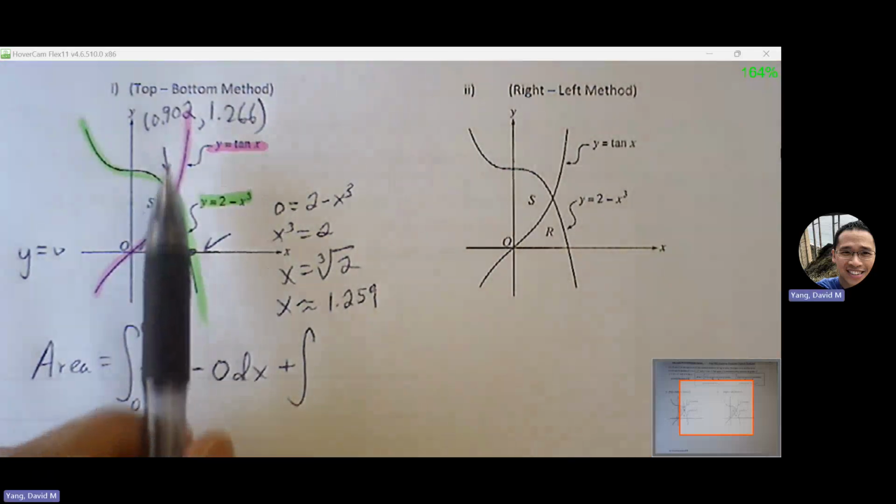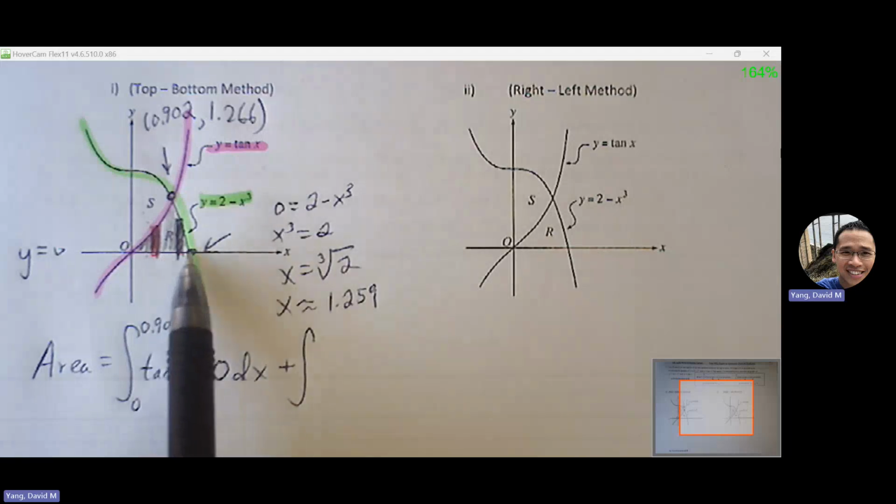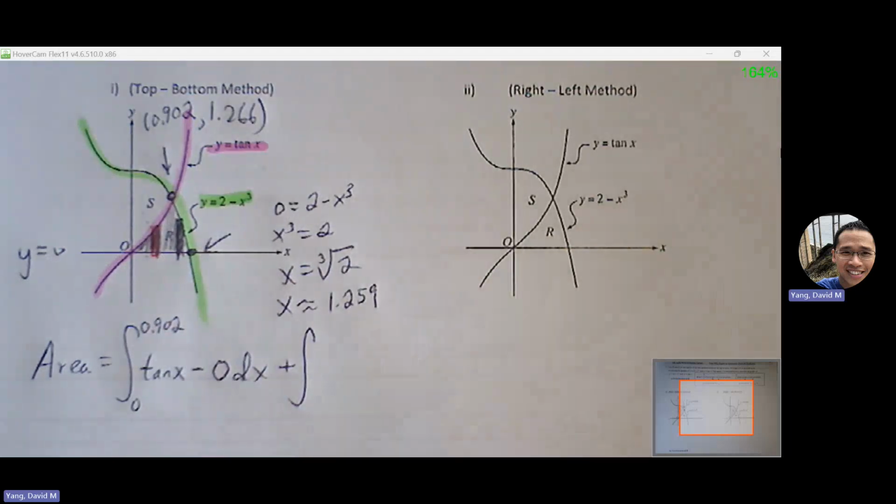So we're going to pick up where we left off from the intersection, which is 0.902, to the x-intercept that we found, so 1.259.